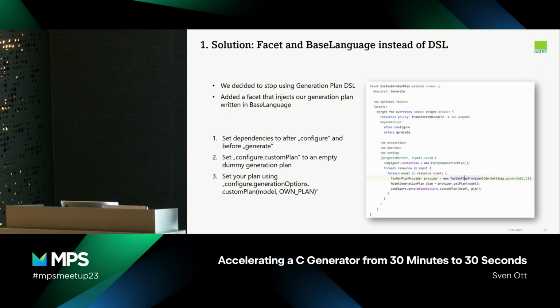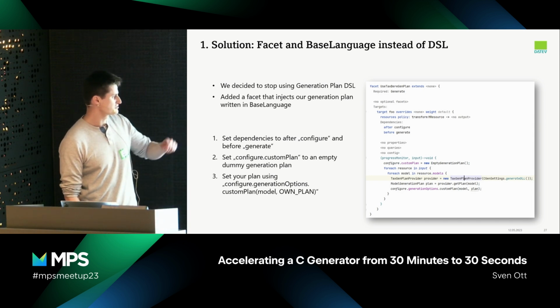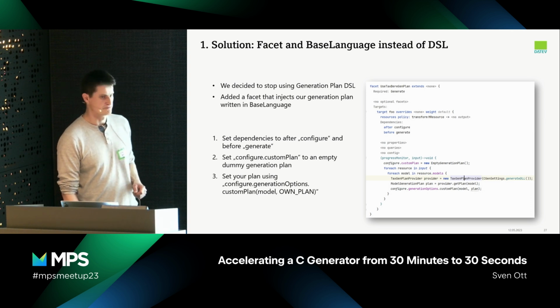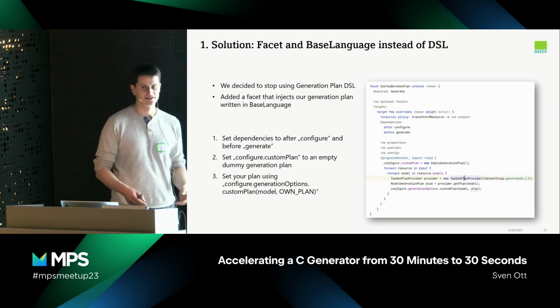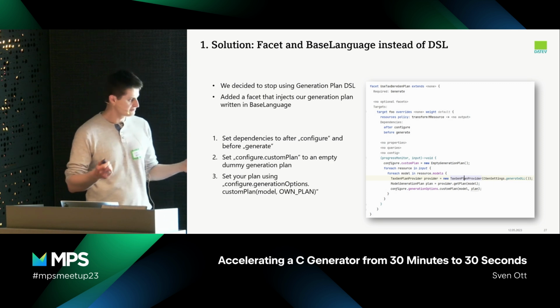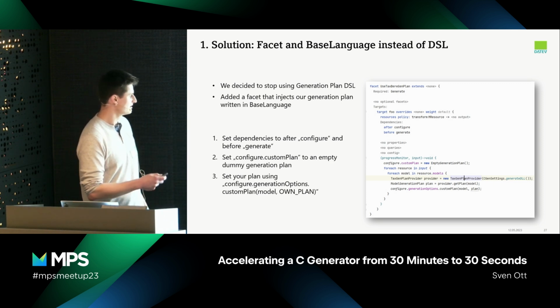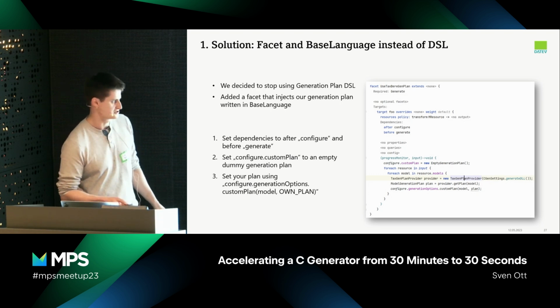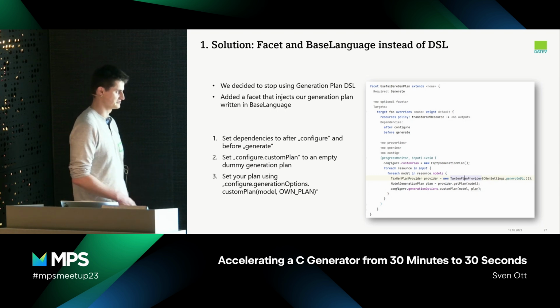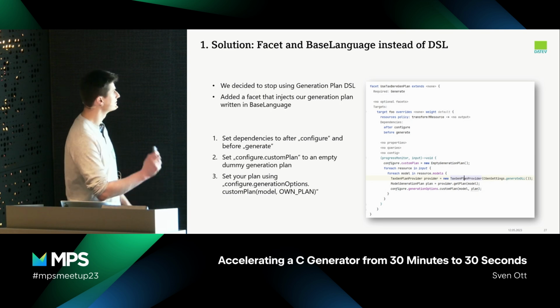And once you assigned an empty generator to that, you can basically inject your own generator with this generation option, custom plan. If you do so, you can write your generation plan in BaseLanguage. There you can check any condition you like, any global flag you like, and you're just injecting your generation plan. And also we prefer to write our generation plan in BaseLanguage than using this generation plan DSL.